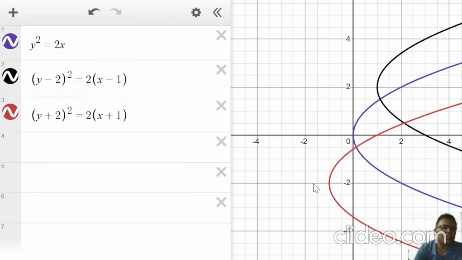And you can expand that, and you can find out the 2-degree equations.